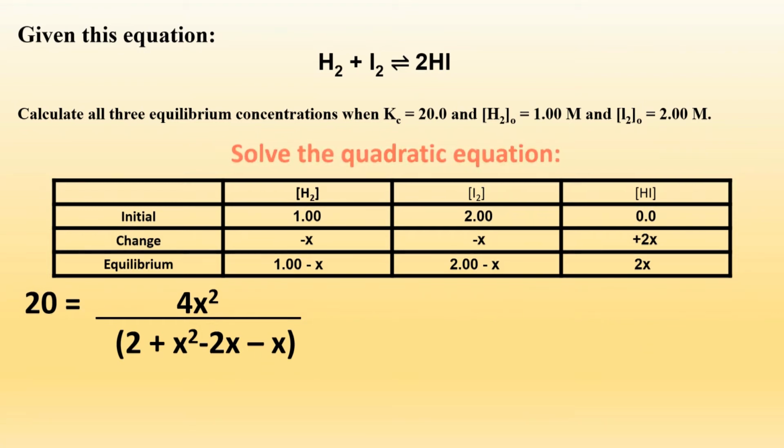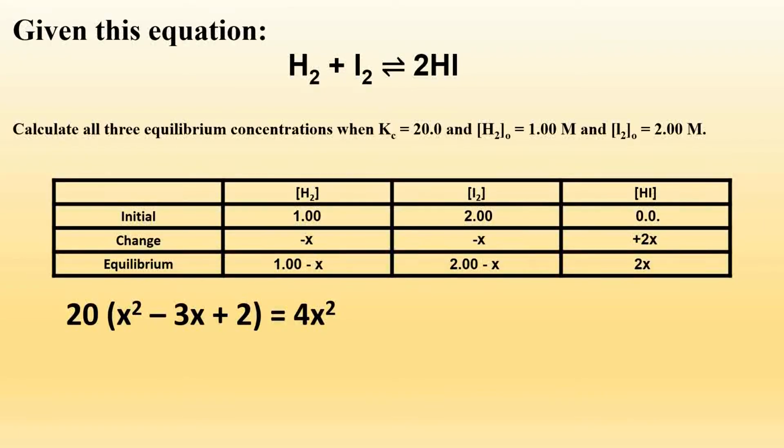Now we can solve the quadratic equation. So we write 20 is equal to 4x squared divided by (2 plus x squared minus 2x minus x). Solving further, we get 20 times (x squared minus 3x plus 2) is equal to 4x squared, and 20x squared minus 60x plus 40 is equal to 4x squared.